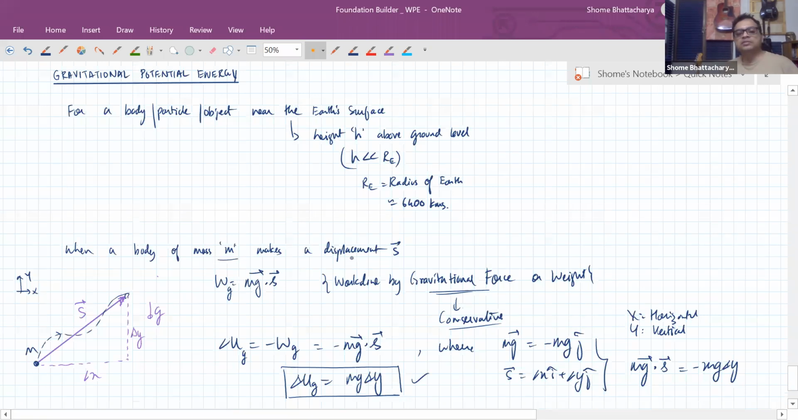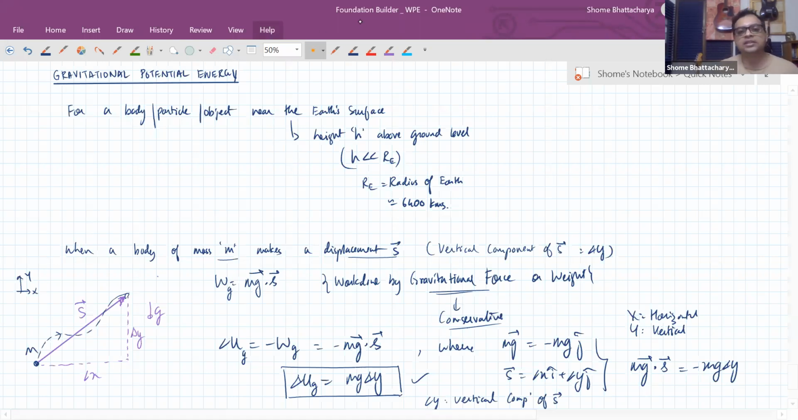So when the body makes a displacement s such that the vertical component of the displacement is delta y, then we get this formula. So delta y is the vertical component of the displacement. It's an even simpler formula than potential energy of a spring, because it's not a square function, it's a direct linear function. It's directly proportional to the vertical displacement, and the proportionality is nothing but the weight.